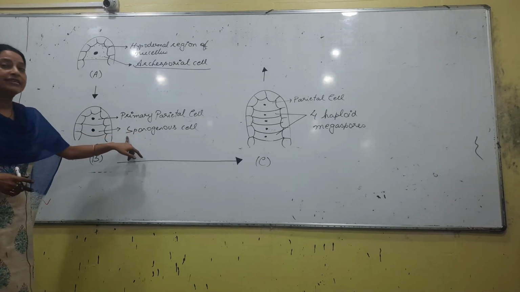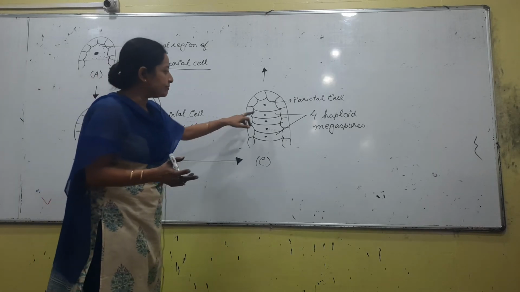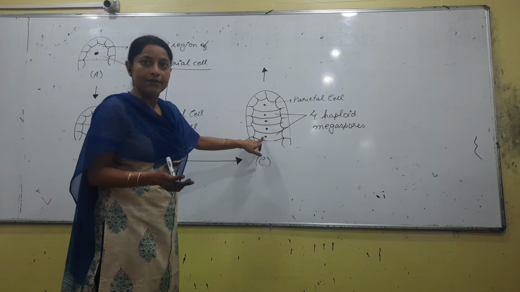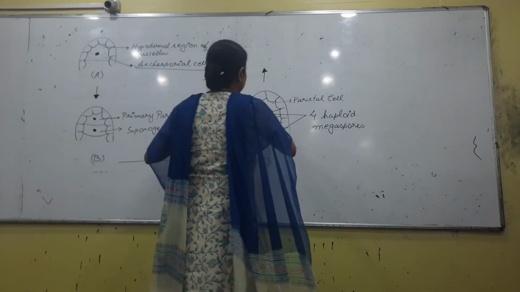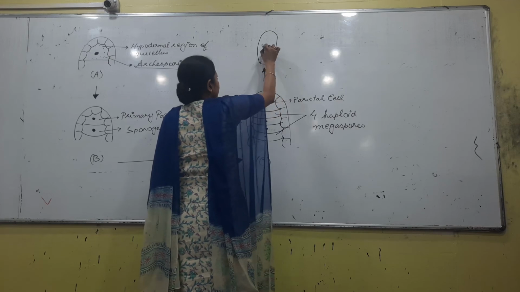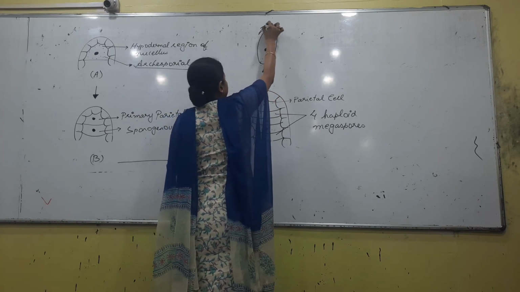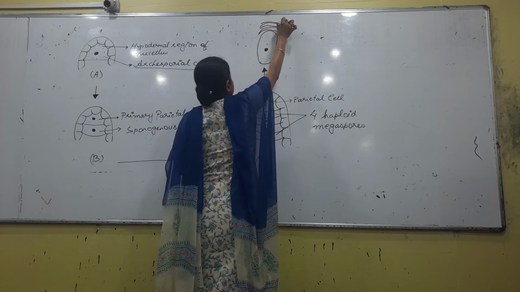So each MMC will divide. Which process of division? Obviously meiosis, and ultimately what they will form? A collection of 4 haploid megaspores, right? So out of these 4 haploid megaspores, we know that 1 megaspore will remain functional and the remaining 3 will degenerate.